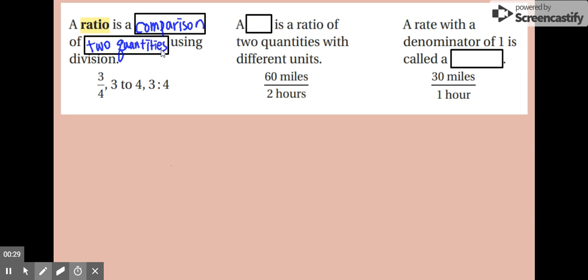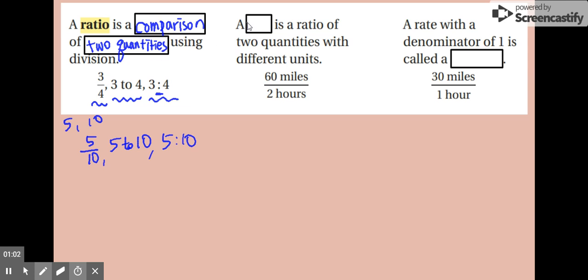Quantities using division. So for example, you compare 3 and 4, so 3:4. You can also say 3 to 4, or write it as a fraction. We have three different ways to write a ratio. So if you want to compare 5 and 10, then you can say 5 to 10, 5:10, and 5 over 10. These are just three different ways to write a ratio. So ratio, what is it? A ratio is a comparison of two quantities. You just compare two numbers.